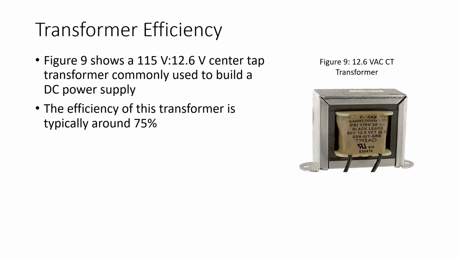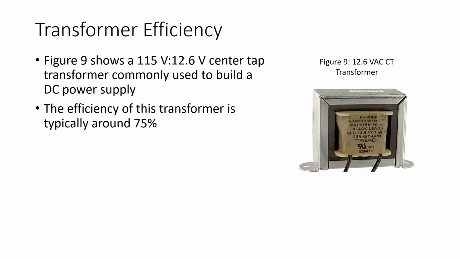Now, when we derived our equation for the secondary currents in the transformer, we assumed that the transformer was 100% efficient. And hopefully you can appreciate the fact that this just can never happen. We have no electrical systems that are 100% efficient. There are always losses in every system. Figure 9 shows us a photograph or a picture of a small center tap transformer that's used quite commonly to build a DC power supply.